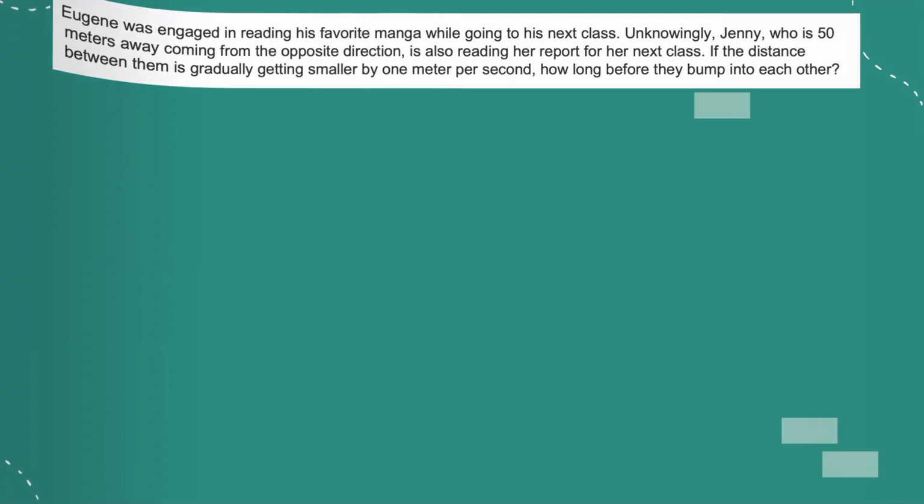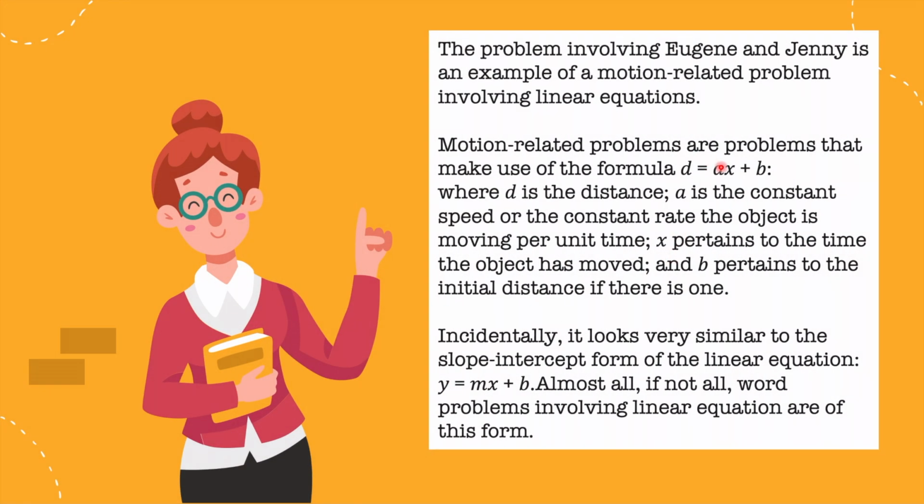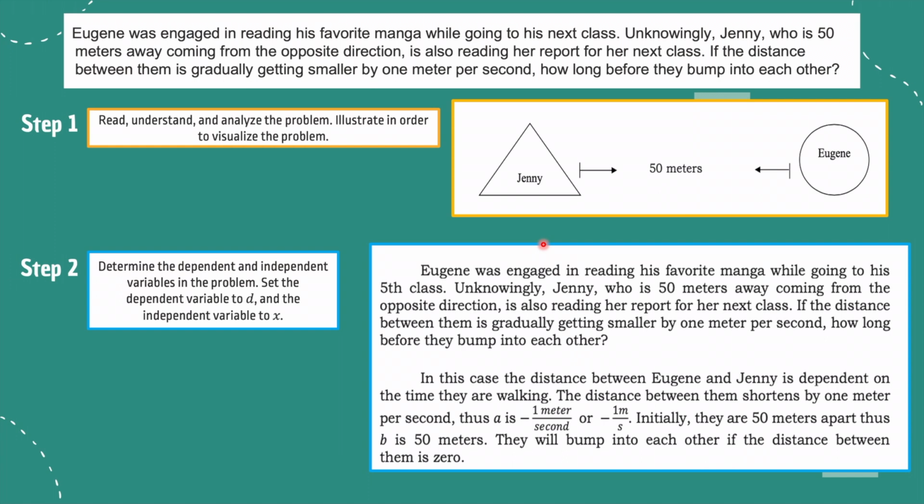So, balikan natin yung kanina. Diba sabi natin, we use d is equal to ax plus b. Take note, yung a is the constant speed or rate the object is moving per unit time. So, lagay muna natin dito. Okay. So, how do we follow it? Okay. So, our given formula a while ago, we have d is equal to ax plus b. So, according to the given a while ago, yung a mo dito is the constant speed of the moving object.